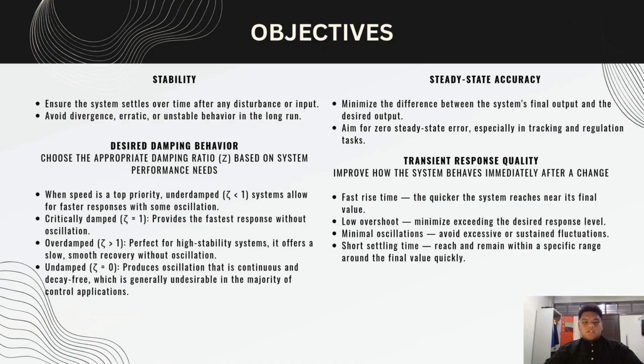Lastly, we have the transient response quality, which describes how the system behaves immediately after a change. We target four main traits here: a fast rise time, low overshoot, minimal oscillations, and short settling time. Together, these make the system agile and responsive without being unstable. So, whether we are designing a self-driving car or tuning a temperature controller, these objectives give us a solid foundation to build a system that is both intelligent and dependable.